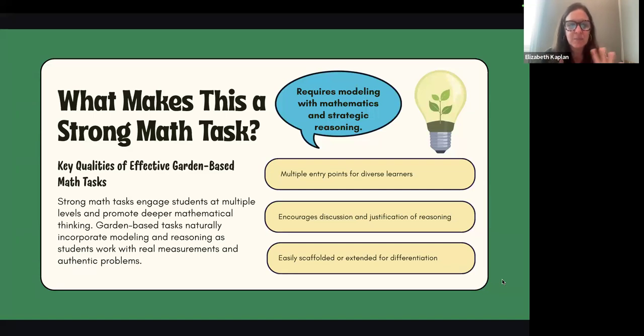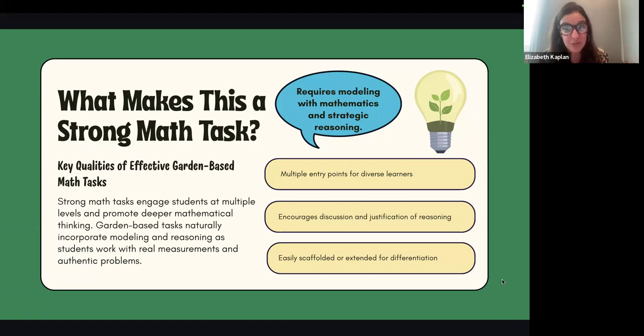Strong math tasks engage students at multiple levels and promote deeper thinking. Even though which one doesn't belong is considered a strong math task because everybody has an entry point, right? So you can go as far as you want with that. You could talk about the mass of the tomatoes versus the tulips versus the carrots versus the lettuce. You could just say, oh, three of them have colors and the other ones just have rainbow colors, the other one's green. You could say anything. So you can engage students on multiple levels.